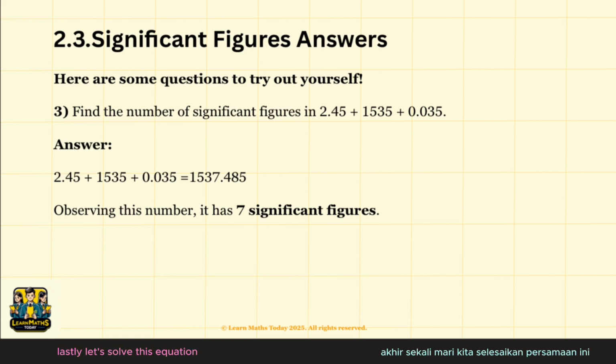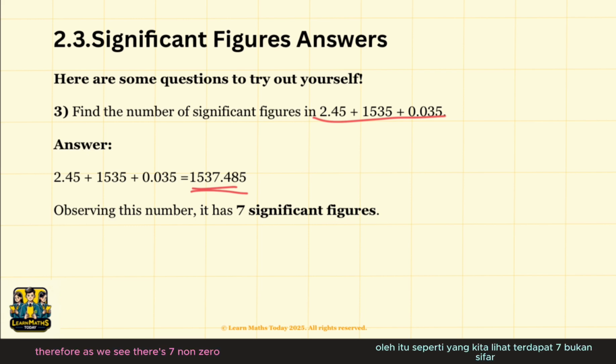Lastly, let's solve this equation, this summation, and we get this number. As you can see, there's no zeros. Therefore, all of these values have to be significant because it carries precision. Therefore, as we see the 7 non-zero integers, it has 7 significant figures.